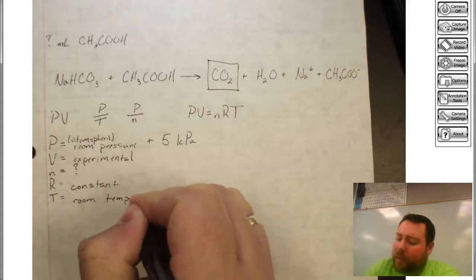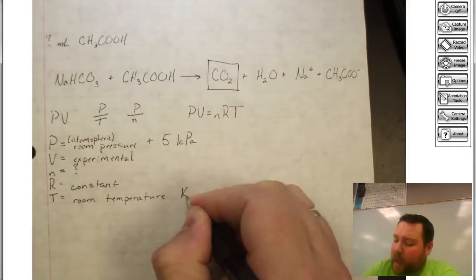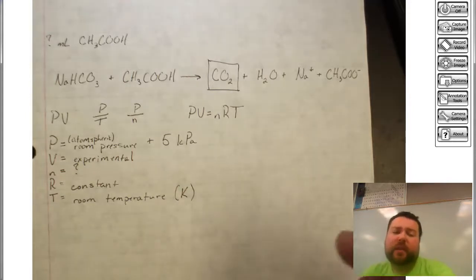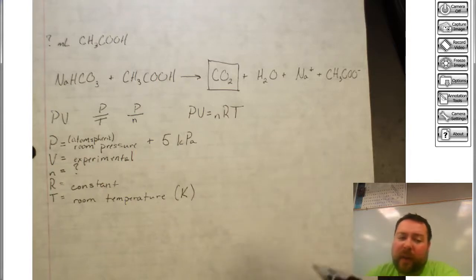But we need to make sure that we are measuring this in Kelvin. So we don't want to put that into our equation as Celsius or Fahrenheit because that's going to totally throw off your numbers and you're not going to have the right number of moles. This constant, there are a couple different constants that I'll come back to here in just a minute. And then we have our experimental variable, our volume.